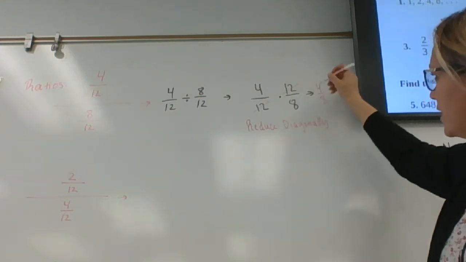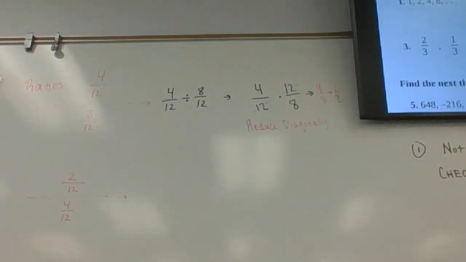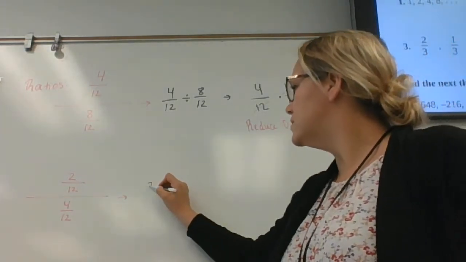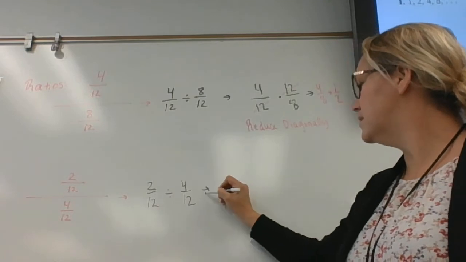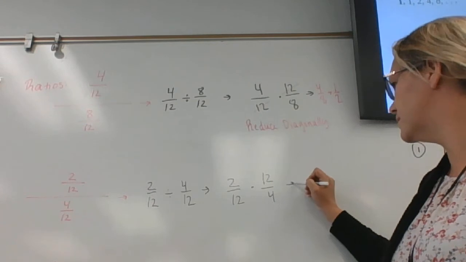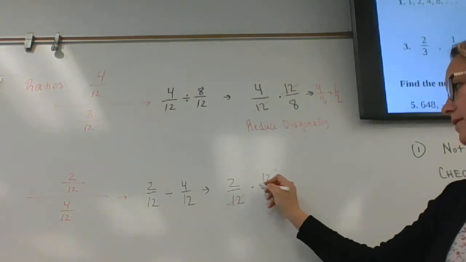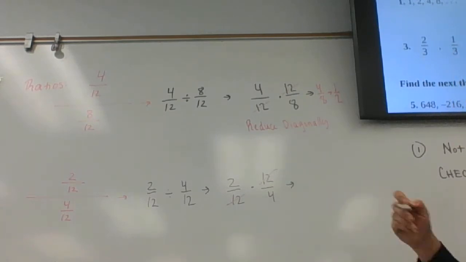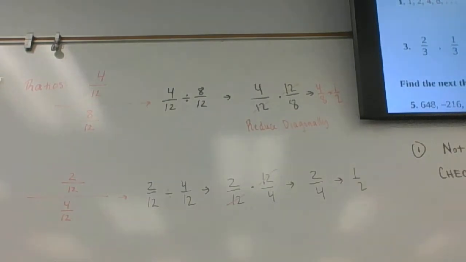We get 4/8, 1/2, which I heard some of you guys say. 0.5. Let's show that work again. So 2/12 divided by 4/12. That's the same as 2/12 times 12/4. Reduce diagonally. I don't think we have really done that this year. And we have 2/4, 1/2 again. Same common ratio.